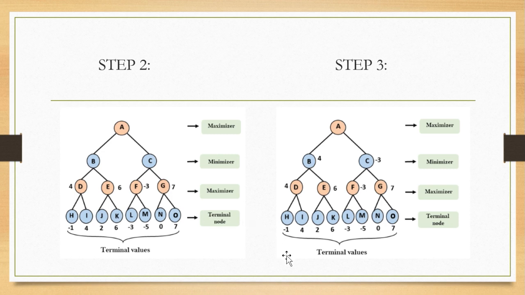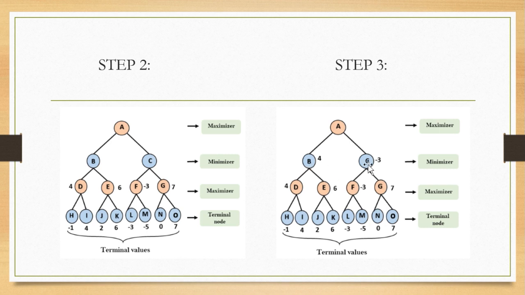Okay. Next, it is the turn for the minimum. That is the turn for the minimizer. Next step means B. B is associated with D and E. What is the value of D? D is 4 and E is 6. Here we have to get the minimum value. The minimum value is 4, right? So update the value as 4 for B.